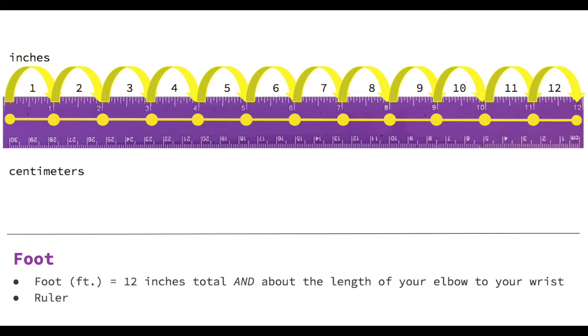At the top of your screen, you can see a picture of a ruler. There are 12 bunny hops because remember, any bunny hop represents 1 inch. And on a ruler, there are 12 inches, so 12 total bunny hops altogether.